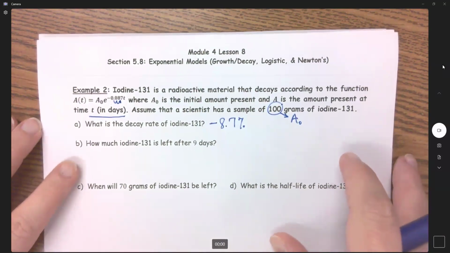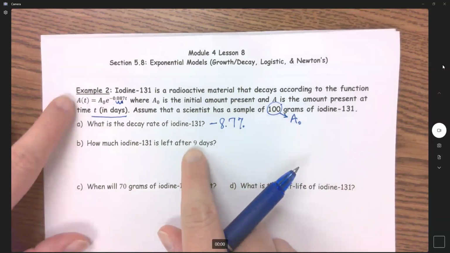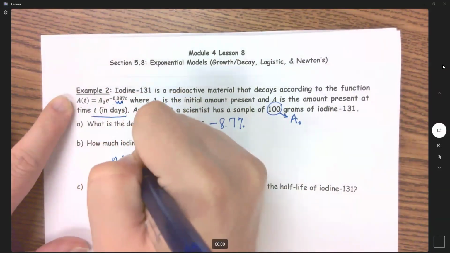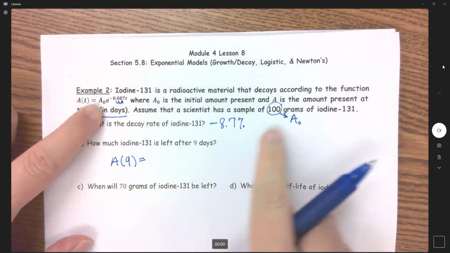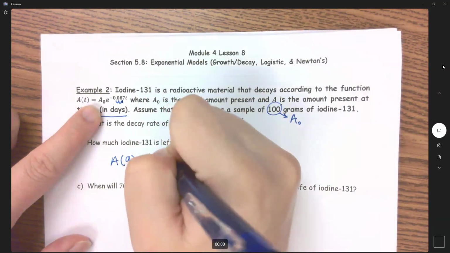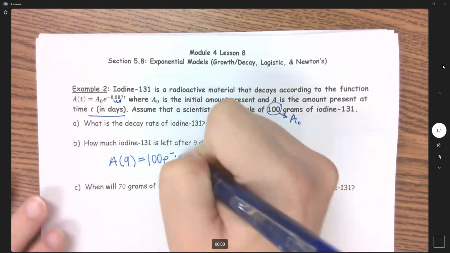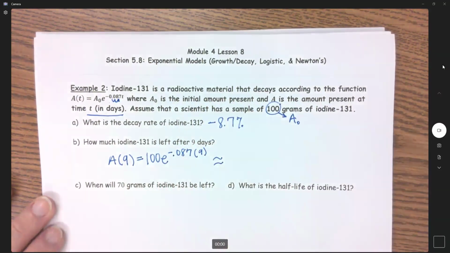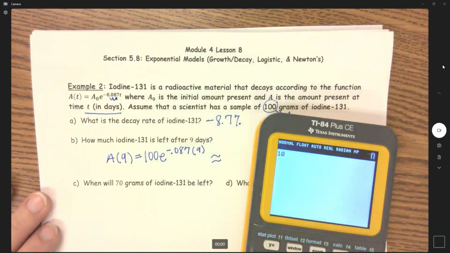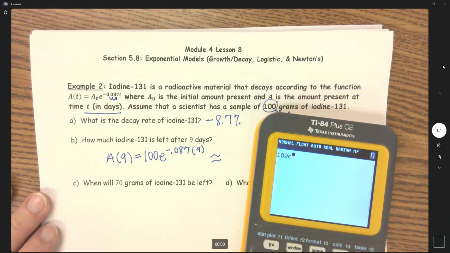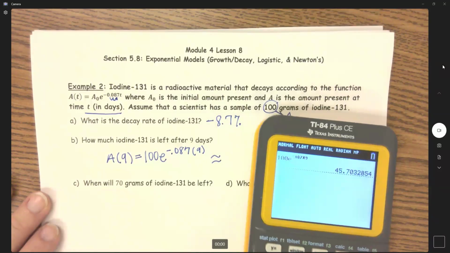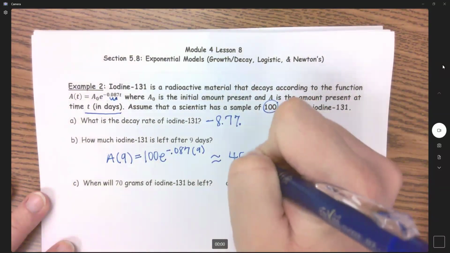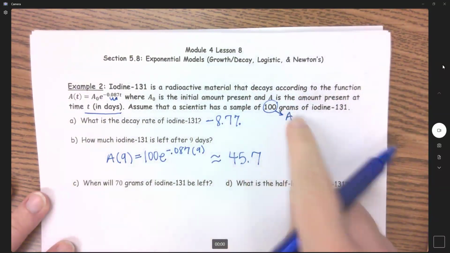How much iodine 131 is left after 9 days? So there's my t. So I'm going to define A of 9. That equals my initial amount, this 100, e to the negative 0.087 times 9. So make sure you are doing this with me so that you know how to do it when it comes time to do it in your homework. You get about 45.7, and we're in unit of grams.